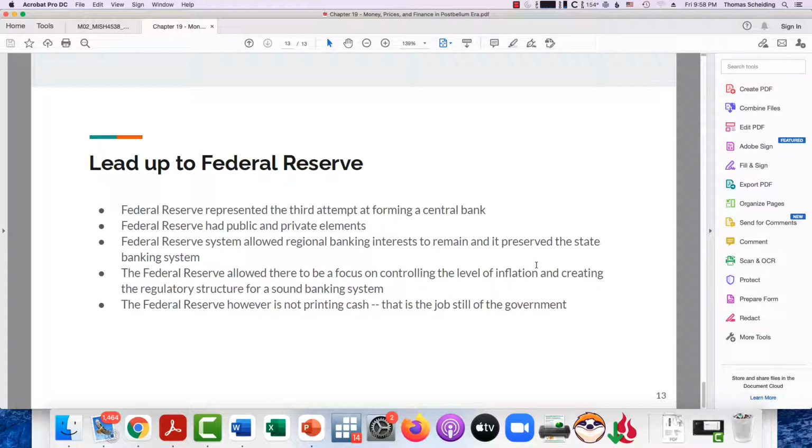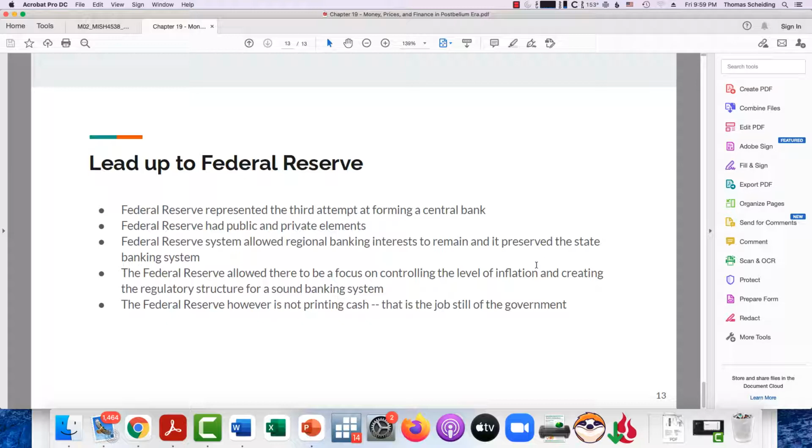The Federal Reserve System, as it was set up, as I mentioned, didn't get rid of the state banking system, but the Federal Reserve System certainly is going to regulate everything on a national basis. And what the Federal Reserve does, that's an improvement over the banking system that existed previously, is it gives some authority to actually controlling the money supply and controlling inflation. And it's giving that uniformity to the regulatory structure outside of politics. But the Federal Reserve is not printing cash. That's actually still what the government does. So the government is just issuing cash, and it can issue as much or as little cash currency as it wants to.